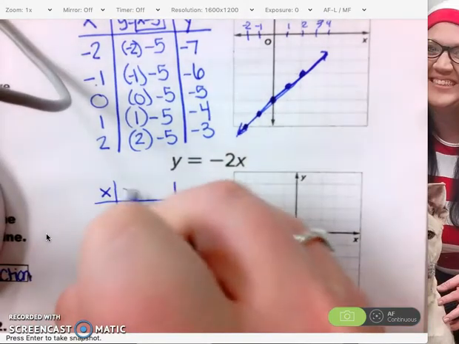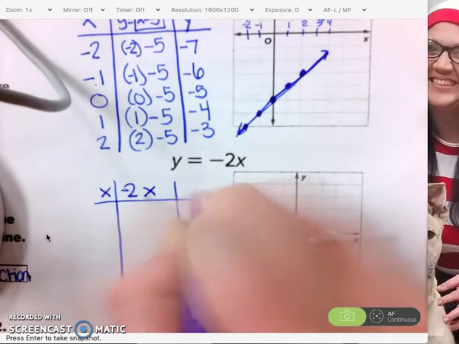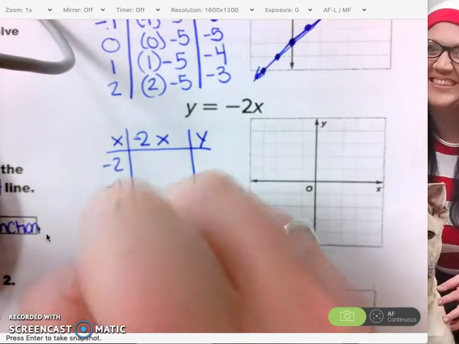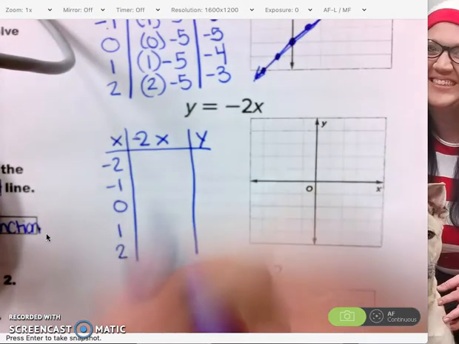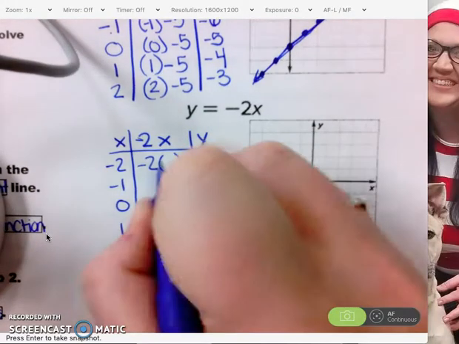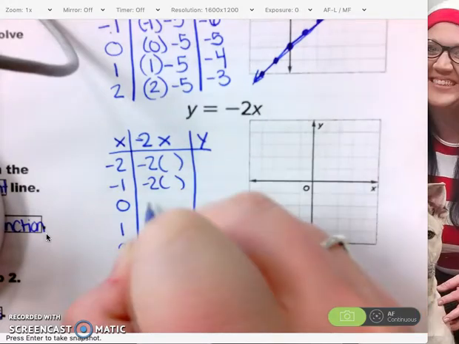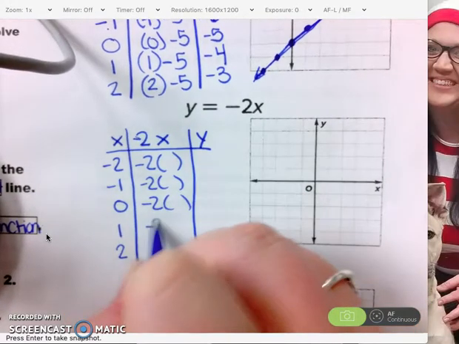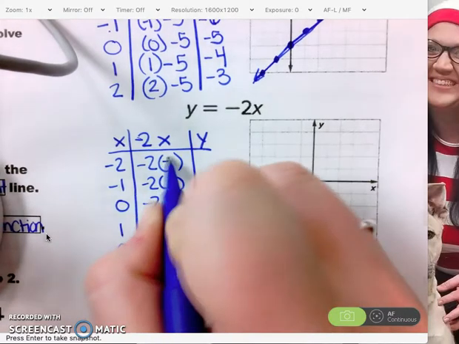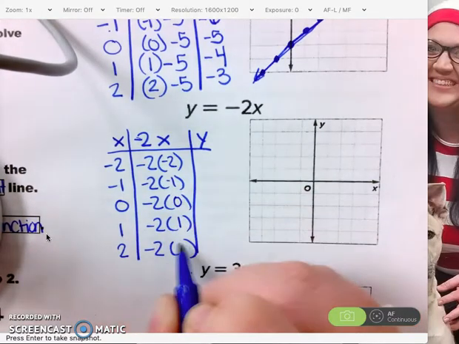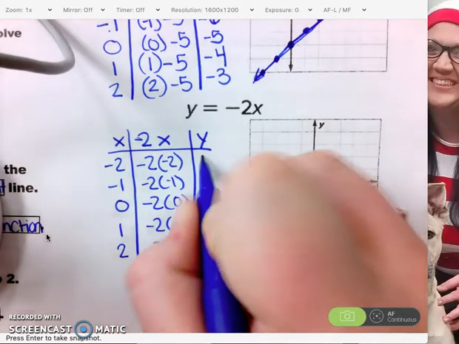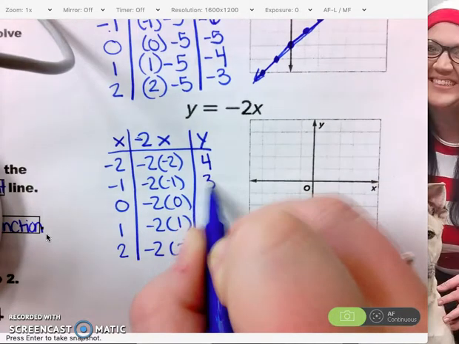The equation, -2x, y. Again, I'm going to want to put in -2, -1, 0, 1, and 2. So -2 stays the same, and wherever I see an x, I'm going to put parentheses. So -2, -2, -2, -2. That x is going to change, so -2, -1, 0, 1, and 2. And remember, when I multiply -2 times -2, it's a +4, +3.